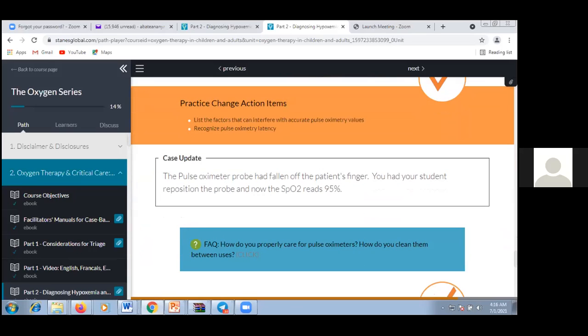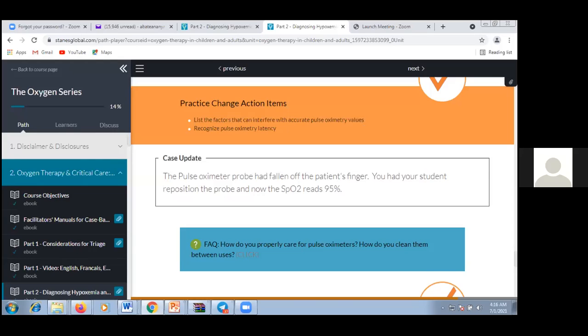So, for your practice action item, please list factors that can interfere with accurate pulse oximetry values so that you can memorize and know them. And always recognize pulse oximetry latency. After applying pulse ox, you don't see the oxygen saturation immediately. It takes some time, so wait 30 to 45 seconds to have an accurate reading, okay?